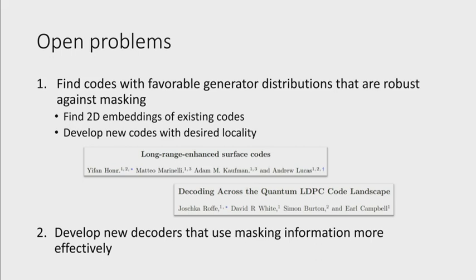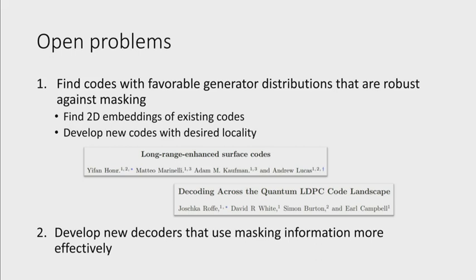So some open problems is to find codes with favorable generator distributions which are robust against masking, and you can take two routes to doing this. One might be to find 2D embeddings of existing codes, or we could develop new codes with desired locality. I'd like to point out two such potential codes. This recently introduced long-range enhanced surface codes, and then the semi-topological codes in this second paper. And these two codes essentially have many local connections, but they're enhanced by a few long-range connections. And as such, we get a nice generator size distribution that drops off as the generator size increases.